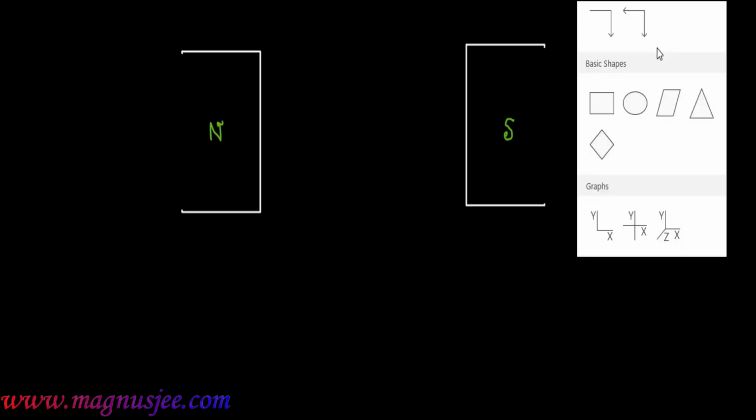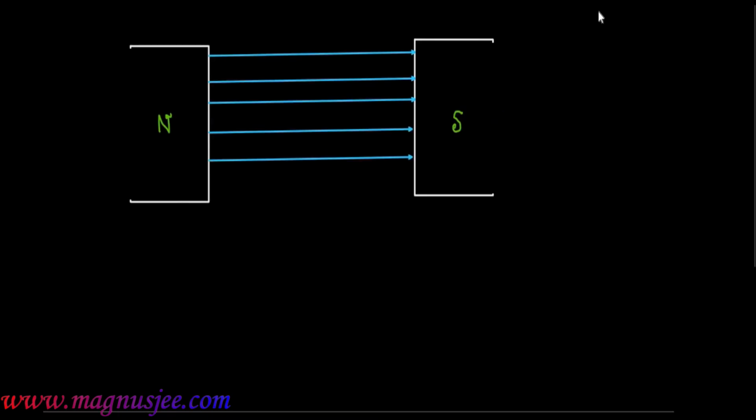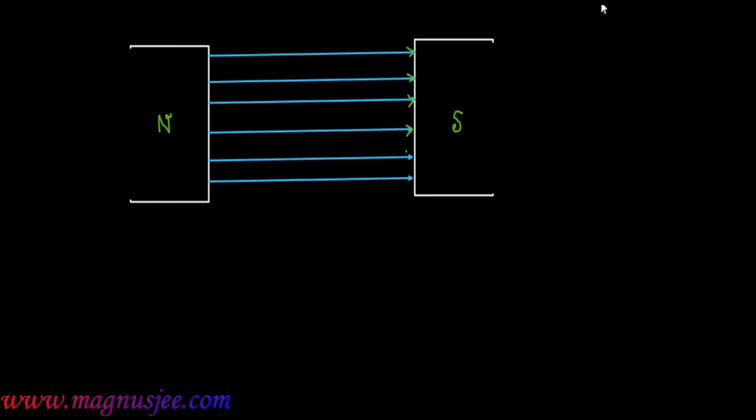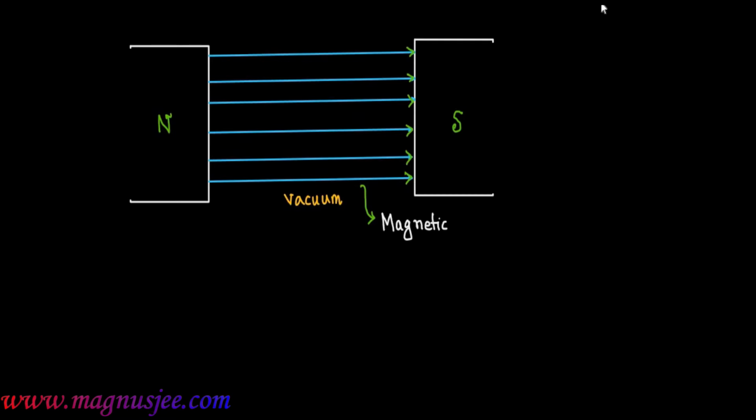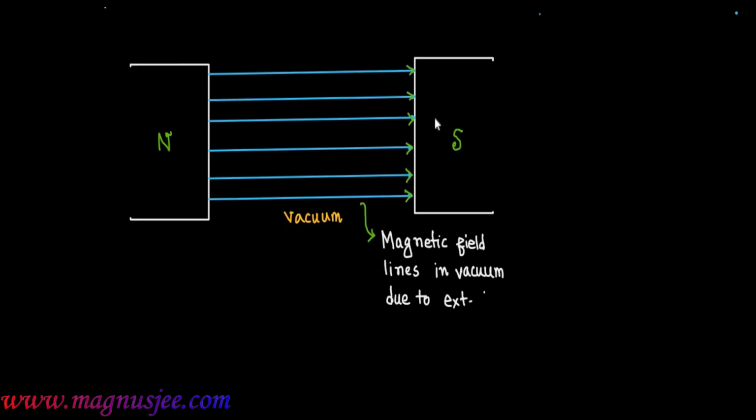We can draw the north and south pole of an external magnet. These are the north and south pole of an external magnet. These are magnetic field lines in vacuum produced due to the north and south pole of an external magnet. The intermediate medium between the north pole and south pole is vacuum, and these are magnetic field lines in vacuum due to the external north and south pole of a magnet.